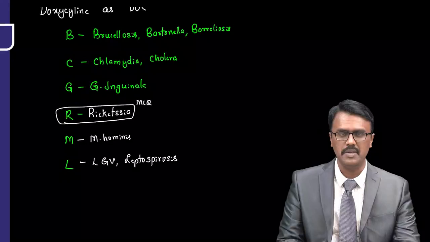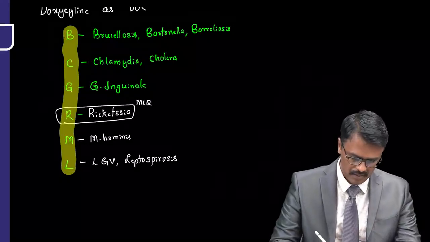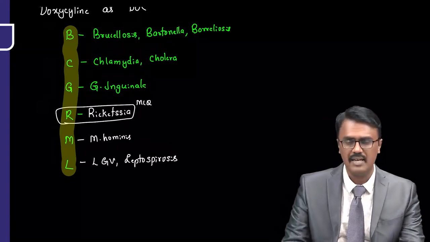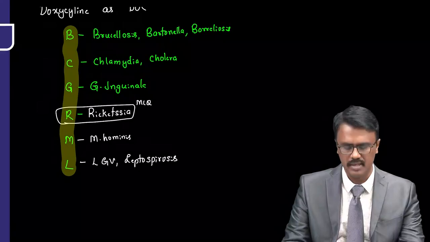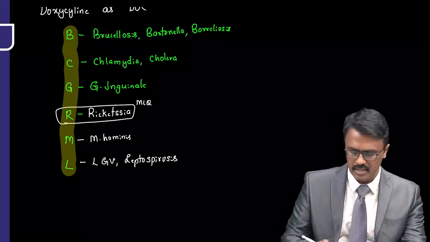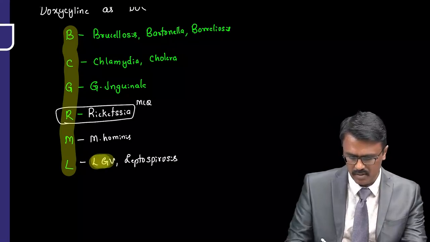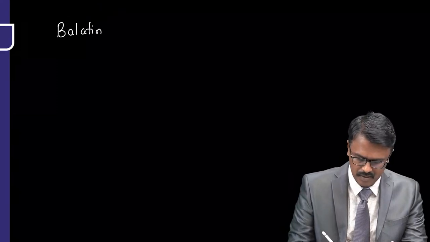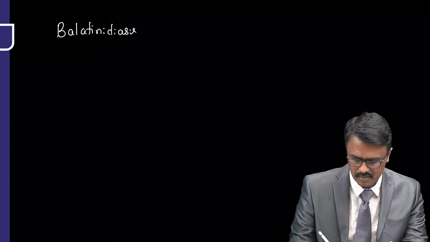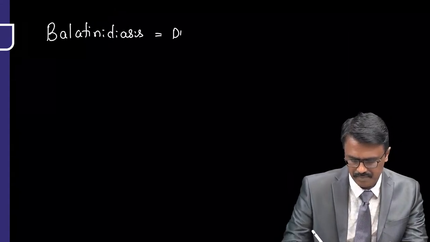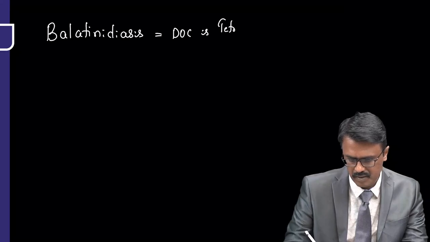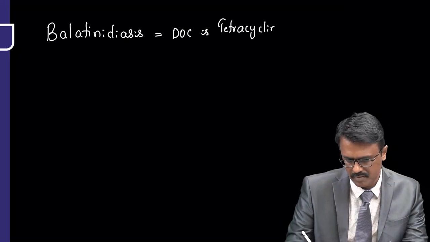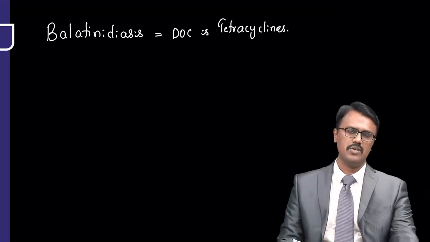I'll repeat again. BCG-RML: brucellosis, Bartonella, borreliosis, chlamydia, cholera, granuloma inguinale, rickettsia, Mycoplasma hominis, LGV, and leptospirosis. So LGV and granuloma inguinale are STDs. The drug of choice is doxycycline. Now there is one more infection called balantidiasis. So for balantidiasis, the drug of choice is tetracycline. Tetracyclines. Okay.